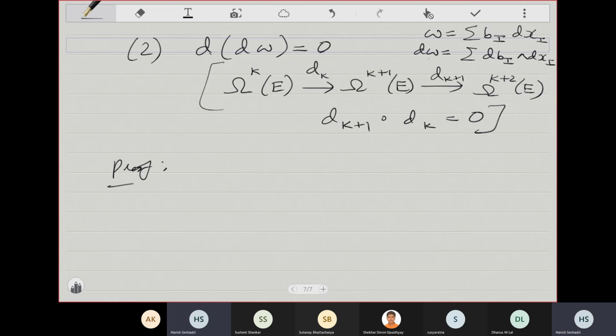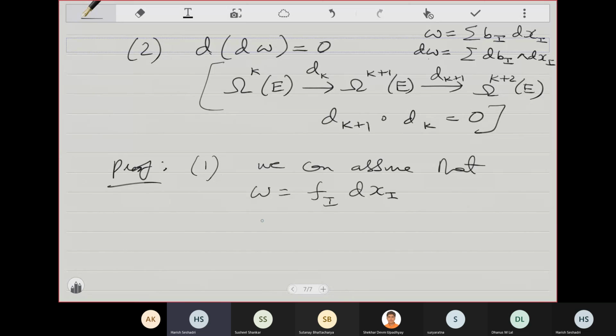So let's prove this. The first observation is that we can assume, I mean, I don't have to deal with the full generality of all forms. Omega is f_I dxI. Lambda is, there's only a single index, so I don't need this. Lambda is g times dxJ.